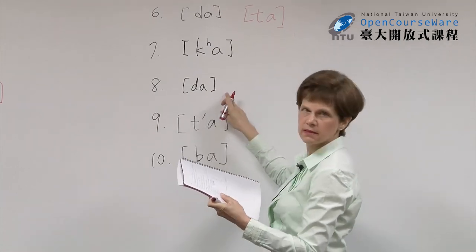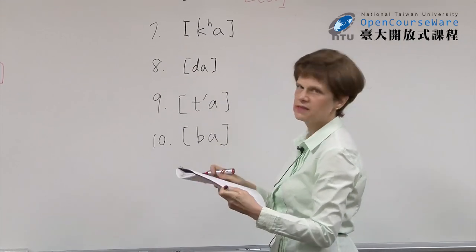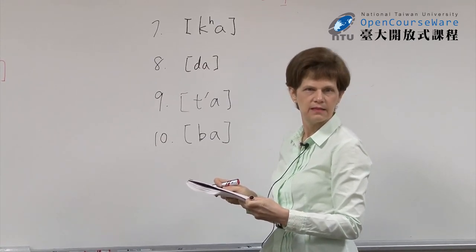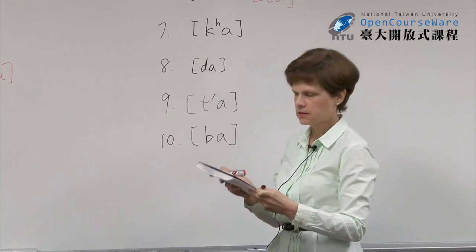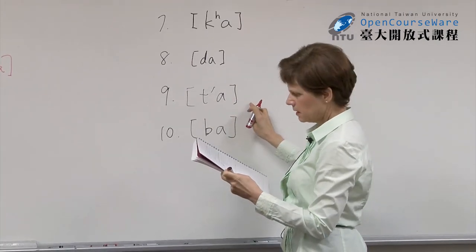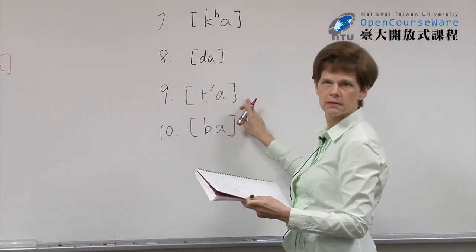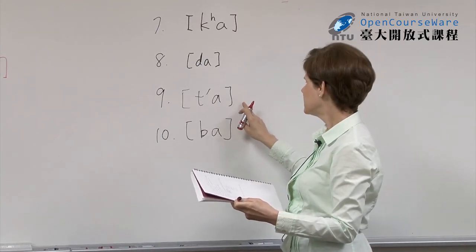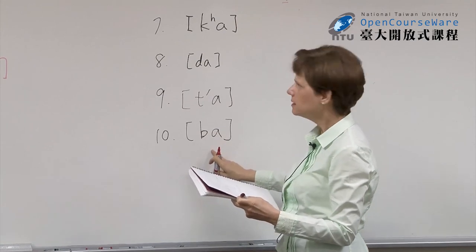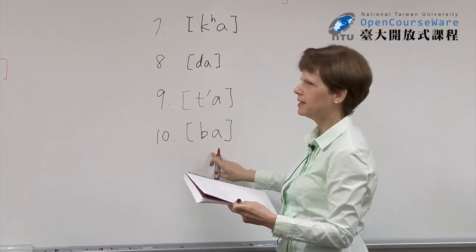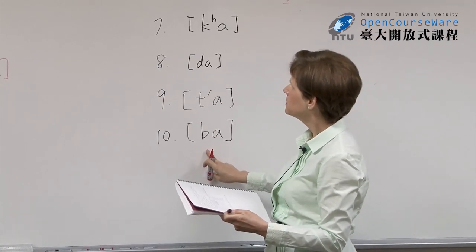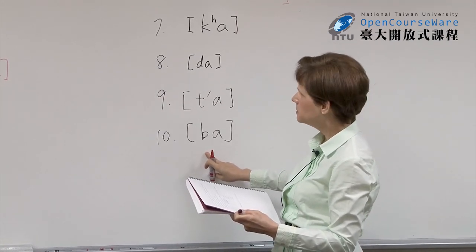And eight is da. And you can hear the difference now. Da, da, da, da. You can all hear it well now, right? You can all hear it really clearly. And a nine is ta, ta. Another adjective. And number ten is ba. Ba, right. And it's not ba. It's not an implosive. I said there'd be no implosives.